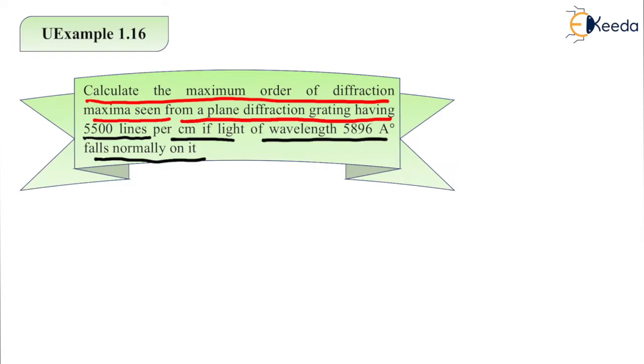Number of lines per centimeter is given. From that you can find the grating element, and then the wavelength is given. So I hope you understood what is asked here, because previously we have solved the same type of numerical. So let's move towards the solution.